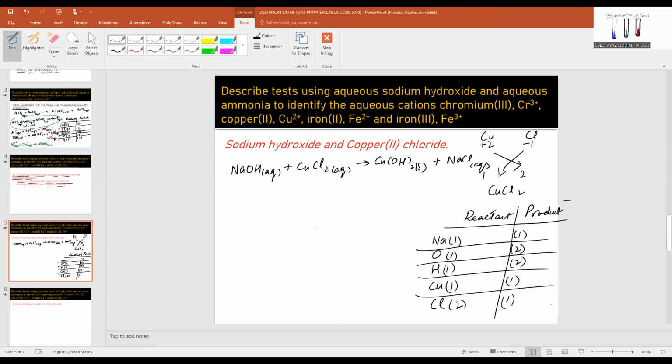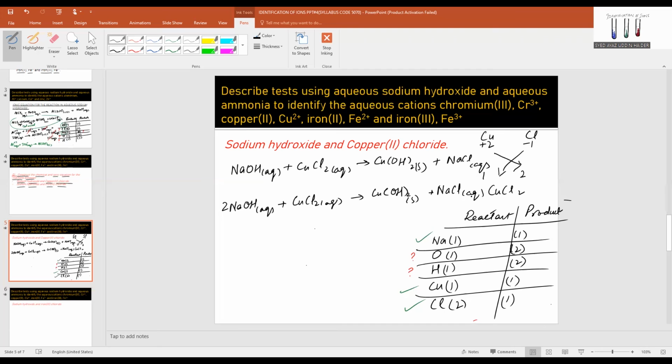Now, if you look at this equation, Na is balanced, Cu is balanced, Cl is balanced. But O and H are unbalanced. So you need to balance these. What if I put 2 before NaOH in order to balance oxygen and hydrogen on the product side? The equation will become like this: 2NaOH aqueous plus CuCl2 aqueous gives Cu(OH)2 plus NaCl aqueous.